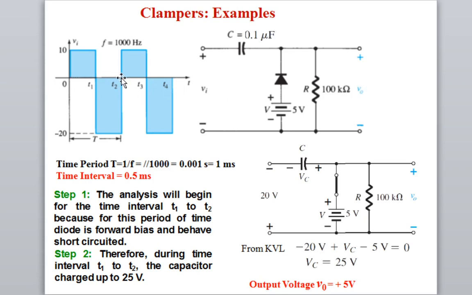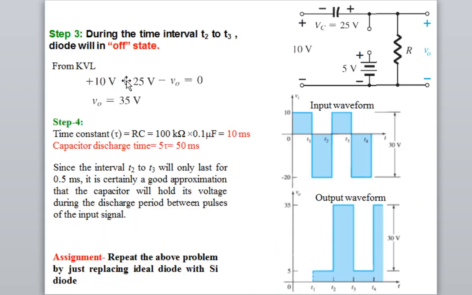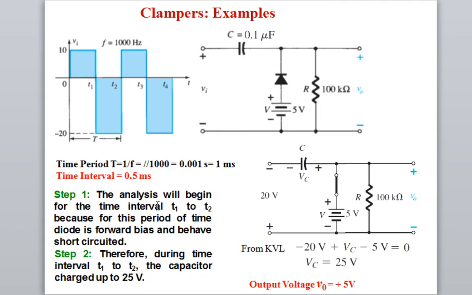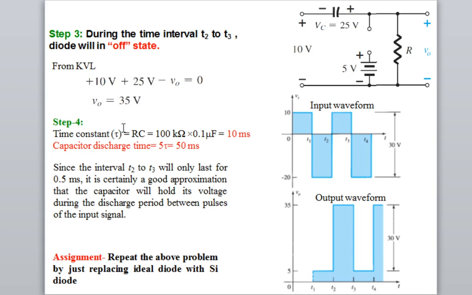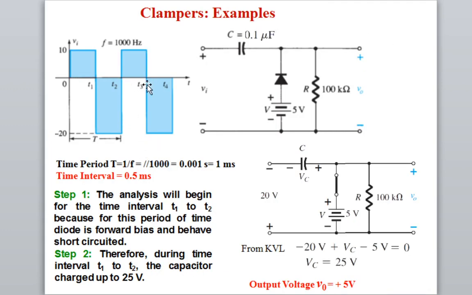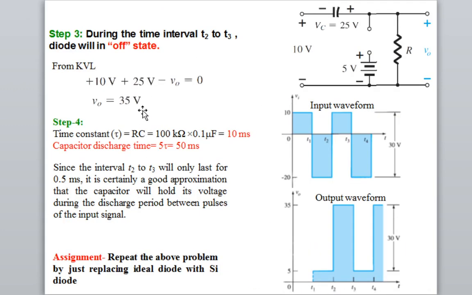For the T1 to T2 time interval, how much voltage have we found? We have found plus 35 volt. Okay, for T1 to T2, how much voltage have we found? We have found plus 5 volt. And again, for the T2 to T3 time interval, how much is that? 35 volt.